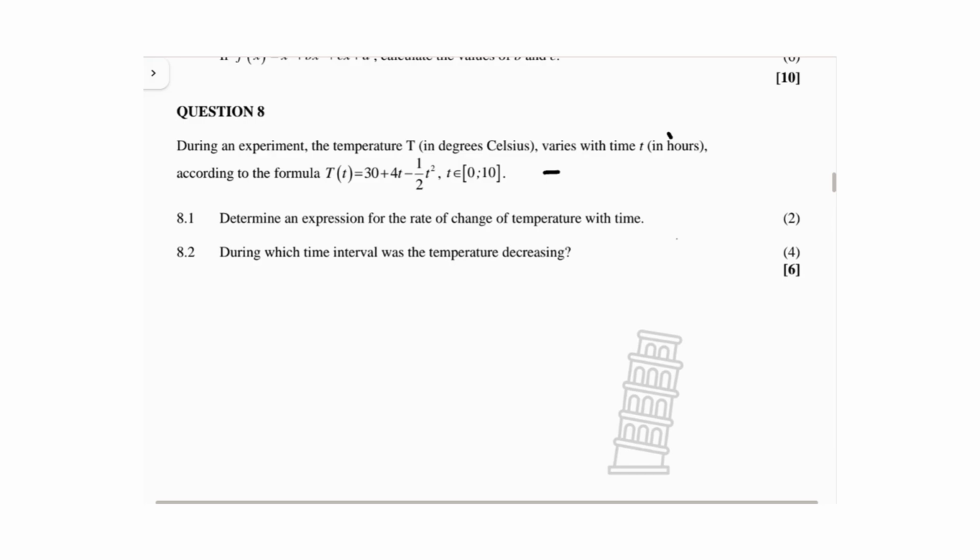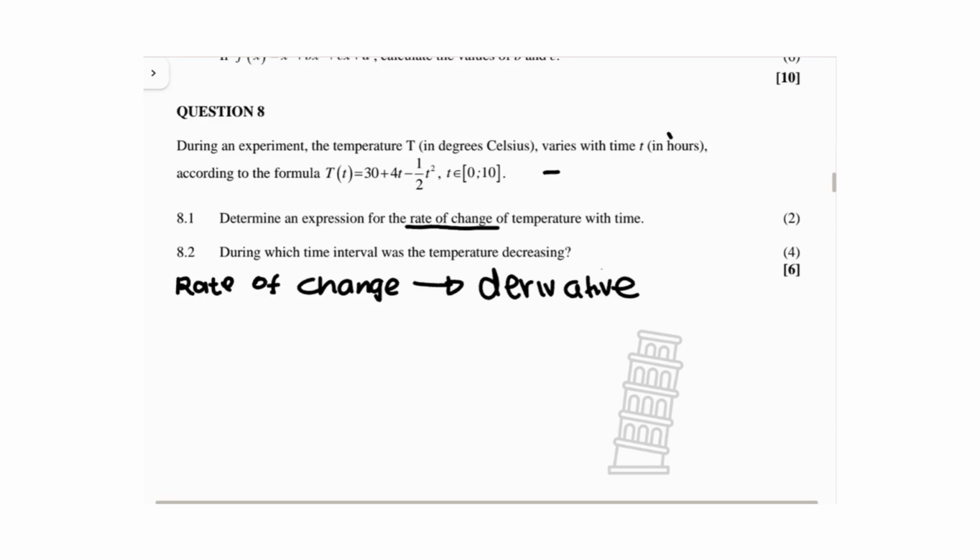So they give us an equation that represents the temperature and time, and it looks like it is a parabola, or a quadratic equation. And the first question: determine an expression for the rate of change with time. So in application of calculus, rate of change means you differentiate. We want the derivative. And if they want an expression, you just leave it as an expression.